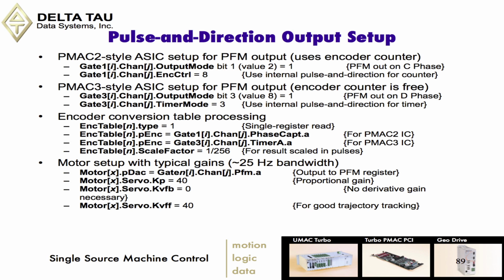And then the encoder conversion table processing is going to look for the single register value that comes out of the timer mode. And then some typical gains that we would use to give us approximately a 25 hertz bandwidth: KP would be set to 40. Velocity feed forward set to 0. Derivative gain set to 0, and velocity feed forward set to 40.